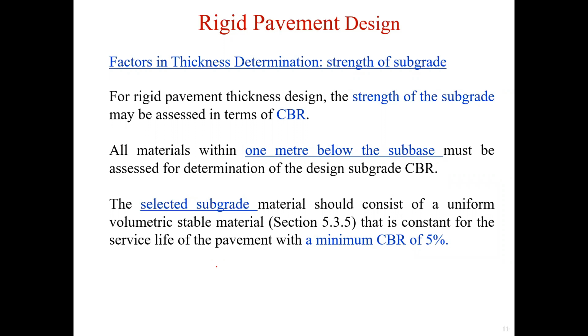Now let's see the factors in thickness determination. Similar to that for flexible pavement, for rigid pavement thickness design, the strength of the subgrade is also assessed in terms of CBR. All materials within 1 meter below the subbase must be evaluated to determine the design subgrade CBR. It is also required that the selected subgrade material consist of a uniform, volumetrically stable material that is constant for the service life of the pavement. The corresponding CBR has to be at least 5%.